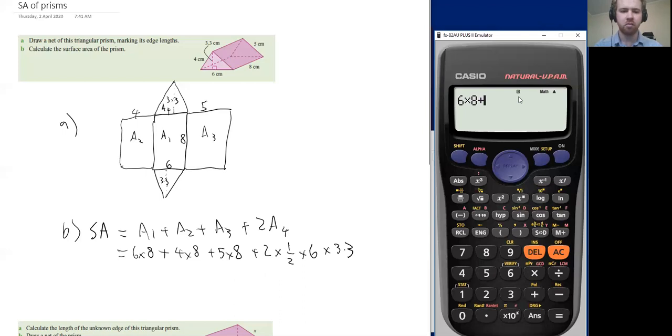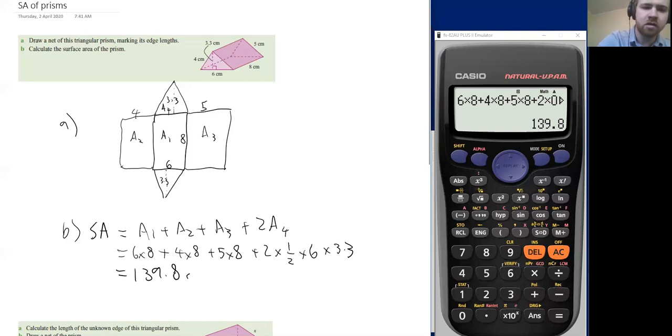So it's going to be 6.8 plus 4 times 8 plus 5 times 8 plus 2 times a half, or 0.5, same thing, times 6 times 3.3. And so you can go through and check that you've done it correctly. Okay, I've got my triangle bit correct. I've done 5 times 8. Make sure the pluses and the timeses are in the right spot. All good to go. And then I can press equals, and I have my surface area.